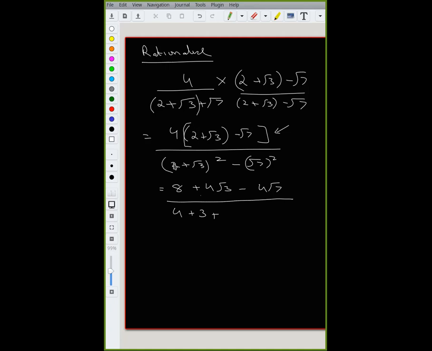So 2 into 2 is 4 into root 3, minus root 7 the whole thing squared is 7, right? Which is (8 plus 4 root 3 minus 4 root 7) upon (7 minus 7, 0, 4 root 3), right? Now again we have to rationalize the denominator, which is into root 3 upon root 3. So what will we get over here?